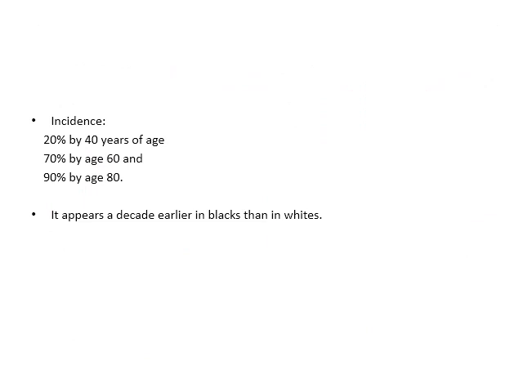Coming to the incidence of benign prostatic hyperplasia, it is seen in 20% of men by 40 years of age, and as the age increases, the incidence rate also goes on increasing. The incidence is 70% by 60 years of age, and it reaches 90% when the person is 80 years and above. It is seen that it appears a decade earlier in blacks compared to whites.